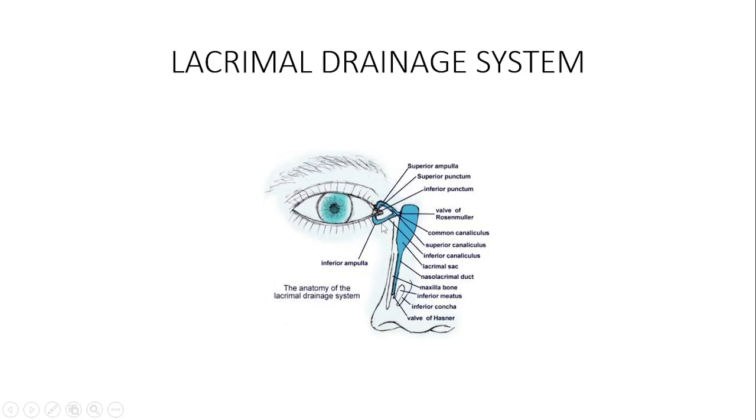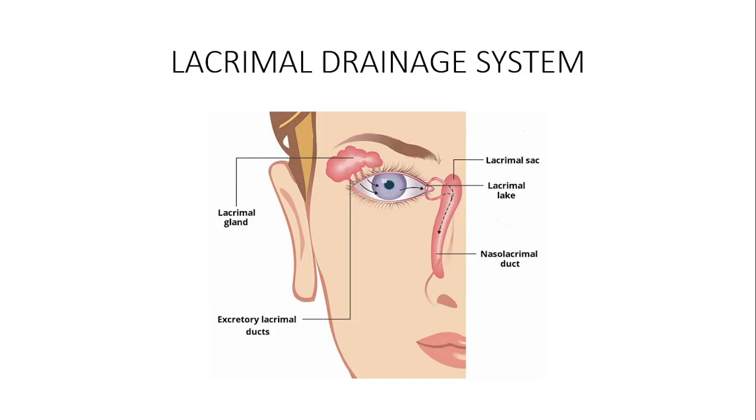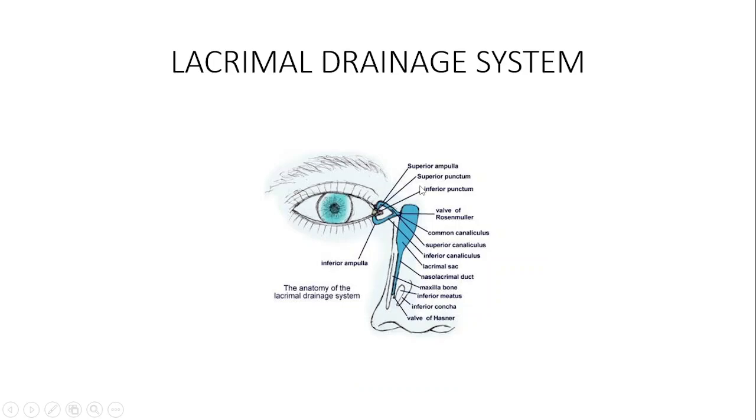Remember that the anatomical structure here at the medial portion is known as the lacrimal lake. Why? A lake contains water. It is called the lacrimal lake because it contains, the majority of the time, a lot of tears. So, from the horizontal canaliculus, in 90% of the general population, we have what we call the common canaliculus.